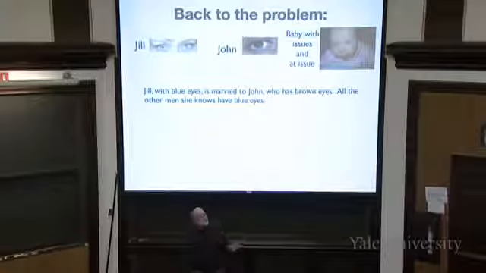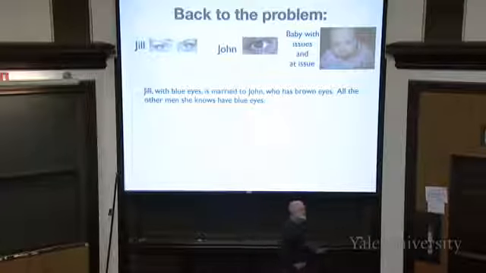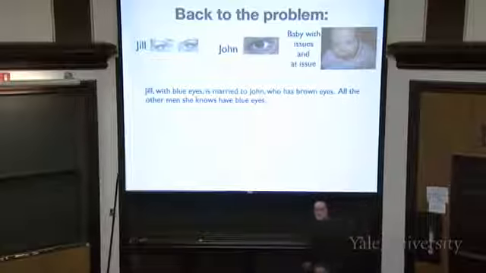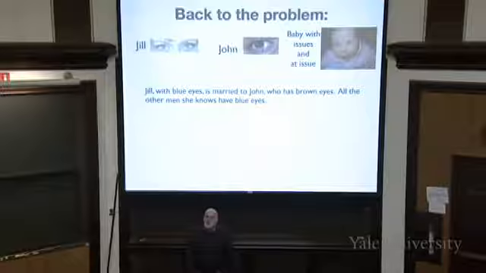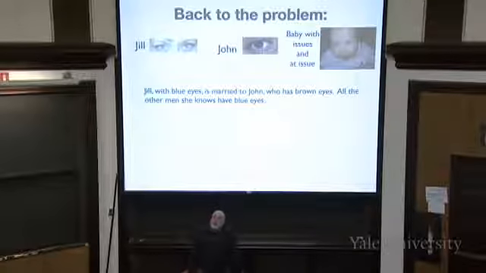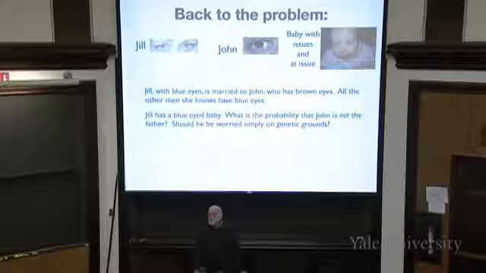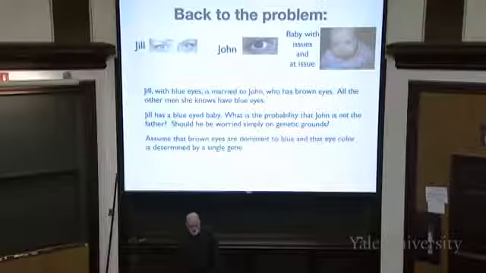So Jill is a, I'm now going to use the words to drive them home. Jill is a recessive homozygote. She's got 2 copies of little a. John could be either a dominant homozygote or he could be a heterozygote. He's got brown eyes. Baby's got blue eyes. It's a recessive homozygote. Should John be worried?